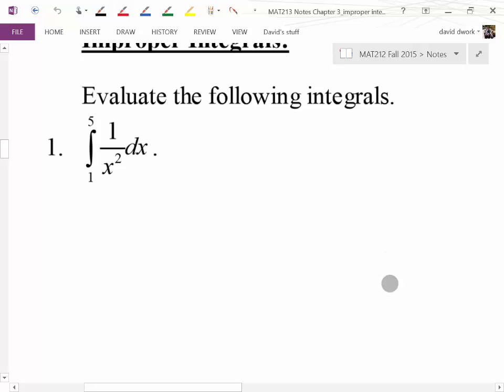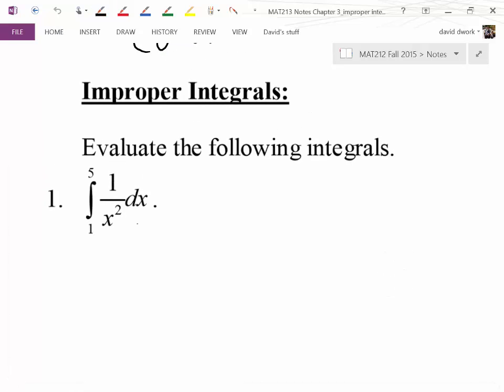So now we are going to work on improper integrals. And this first one actually isn't improper. This one is, again, one more little bit of review. This is just a definite integral because it has bounds of integration. So we're just going to make sure we remember how to do that.